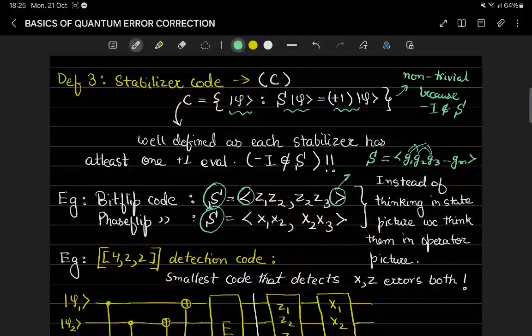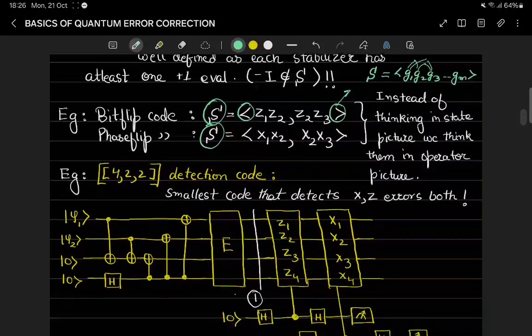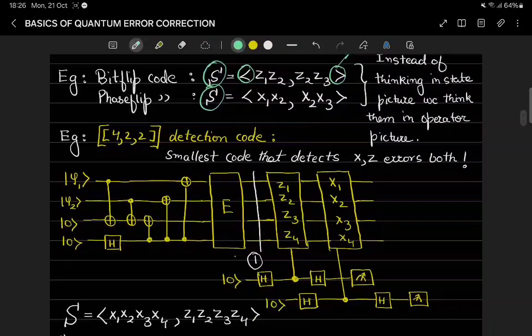So instead of thinking in the state picture, where I always give my code space and my error space, I think in the operator picture: what is my stabilizer? If you give me a stabilizer group, I have a code space automatically. You give two different stabilizer groups, I will have two different code spaces. So with this I end this video.